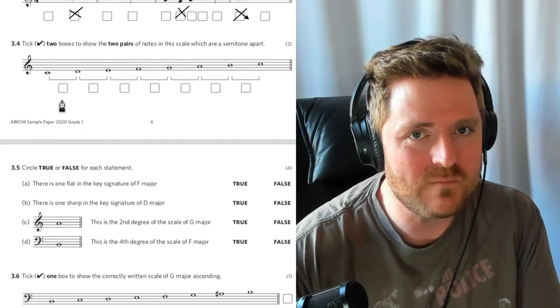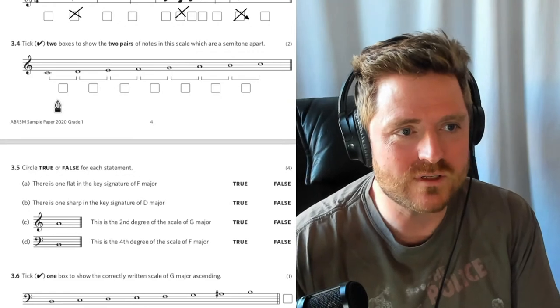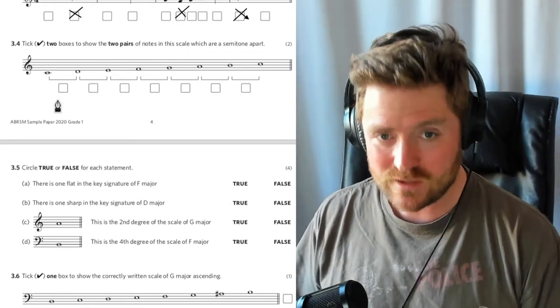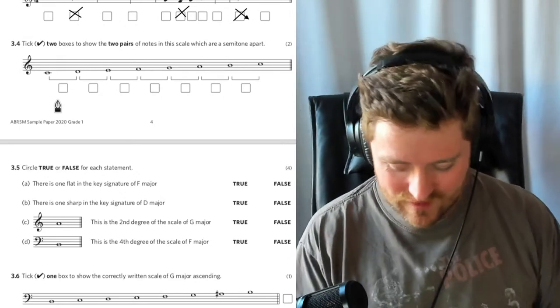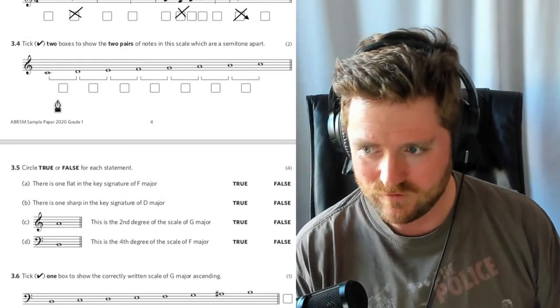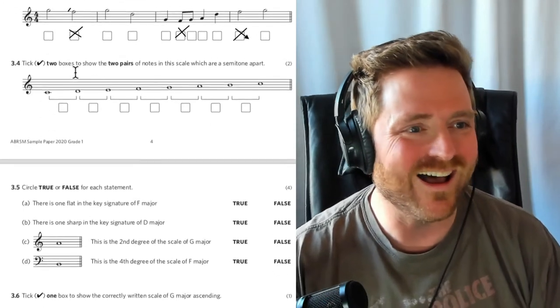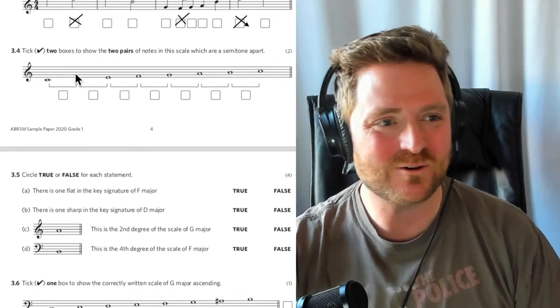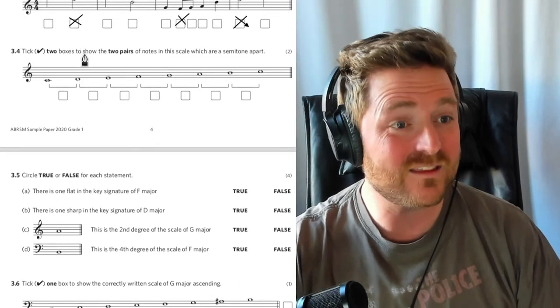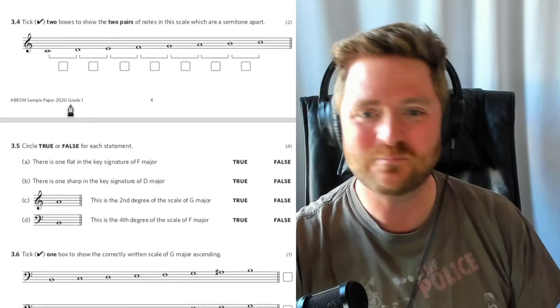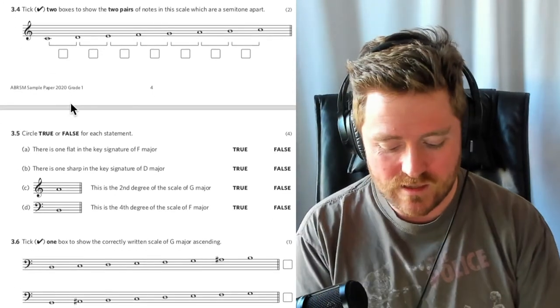Let's see if people remember this one. Tick two boxes to show the two pairs of notes in this scale which are a semitone apart. Now this one, I'm really interested to see what you say, everybody. Gloria says, fail, tick, not cross. Fair enough, Gloria. You would still just about get the mark for that. I can't tick with this mouse, unfortunately. Poor excuse. So let's listen to this.